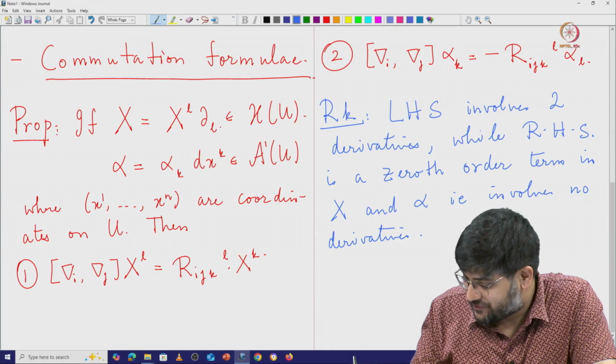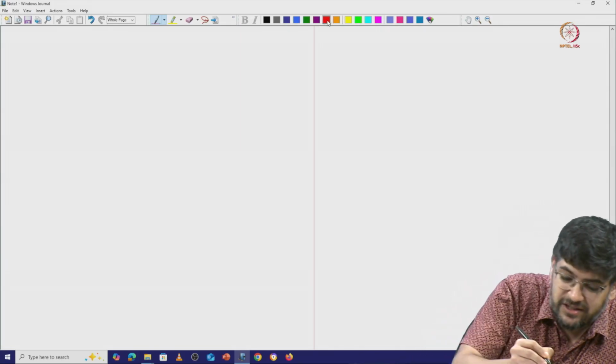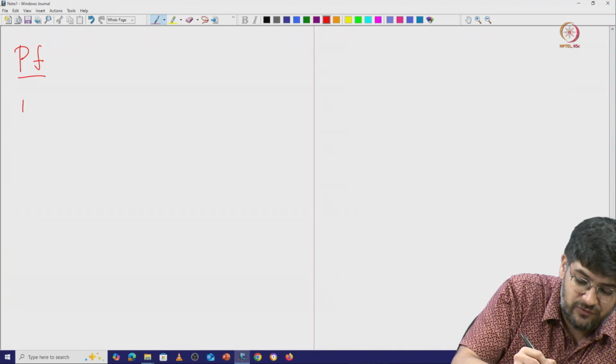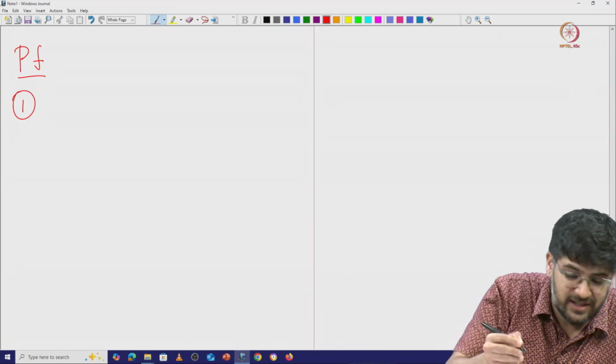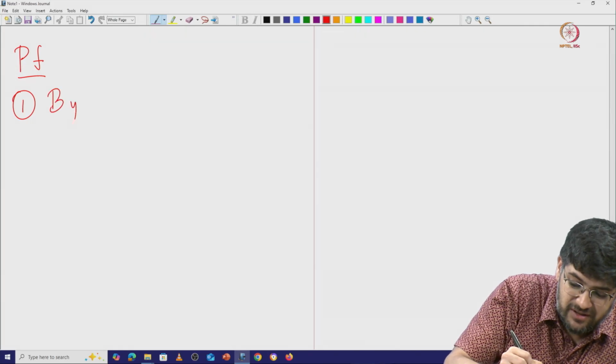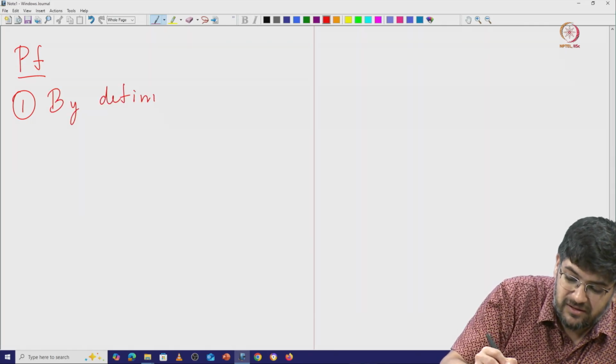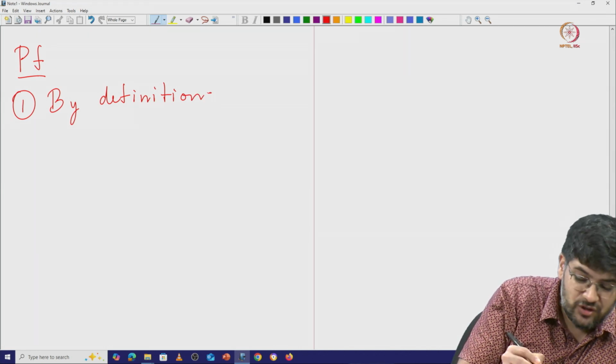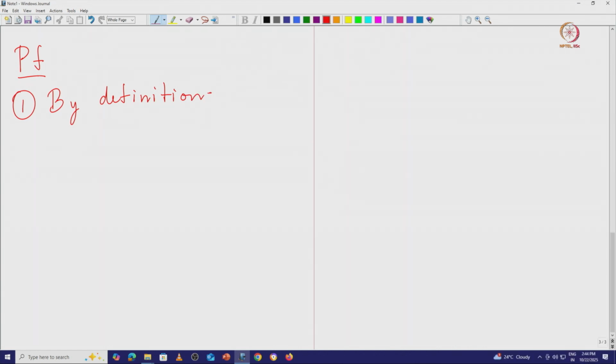Alright, so what is the proof of this? This essentially follows from the definition. So for the first part, this is really by definition. If you look at R(∂_i, ∂_j) applied to this vector field X, then by definition this is just R_ijk^l times X^k times ∂_l, right.